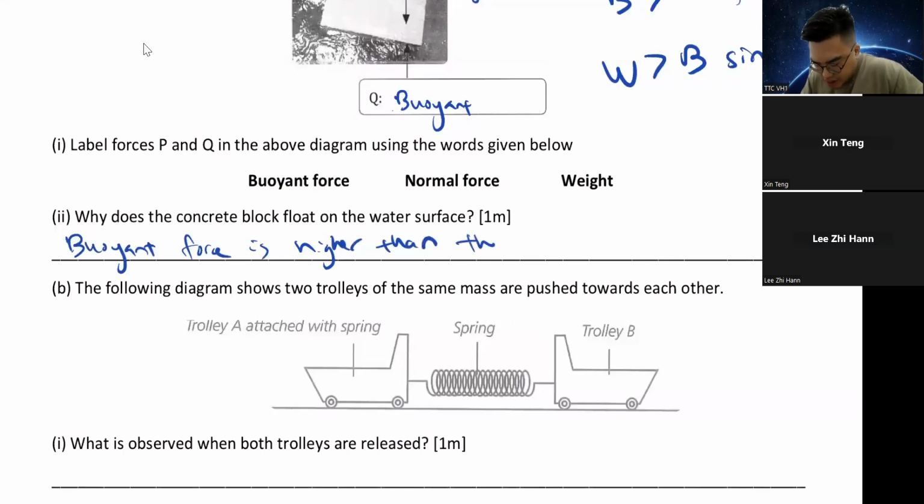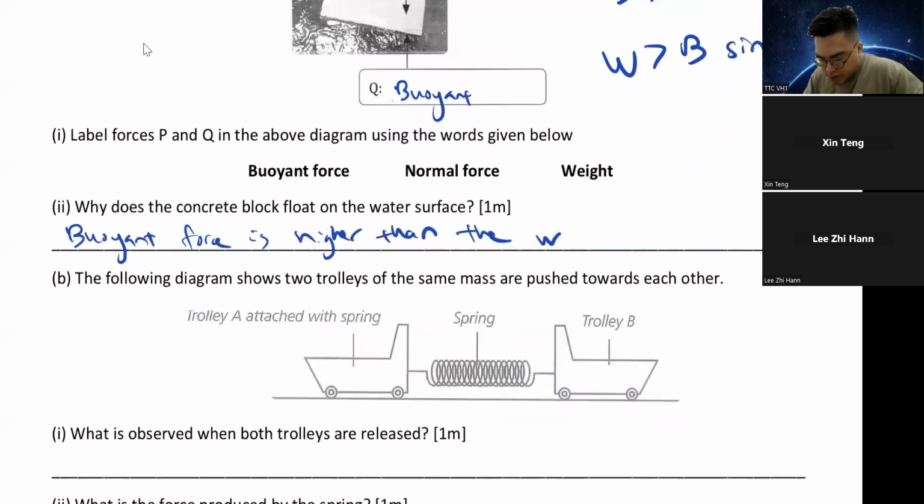Okay, it's higher than the weight. So they float. Okay, so they float.